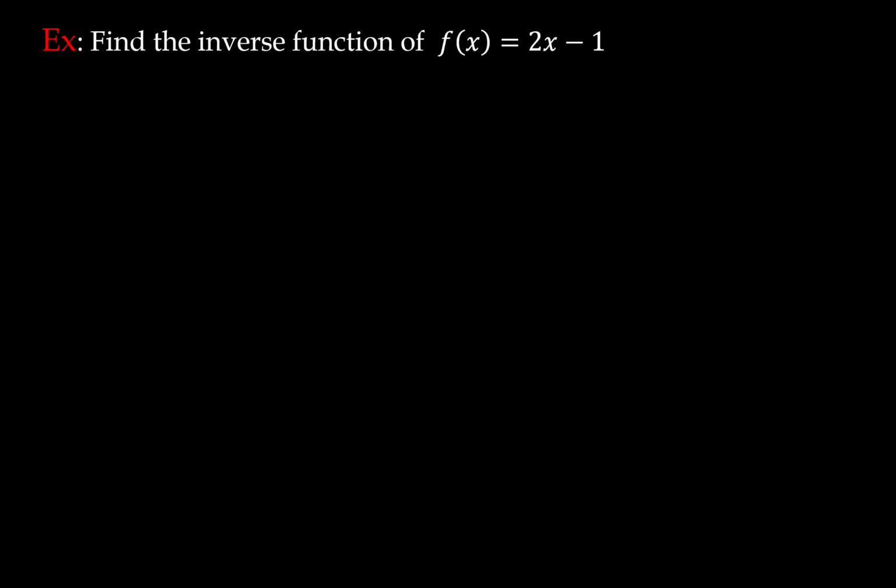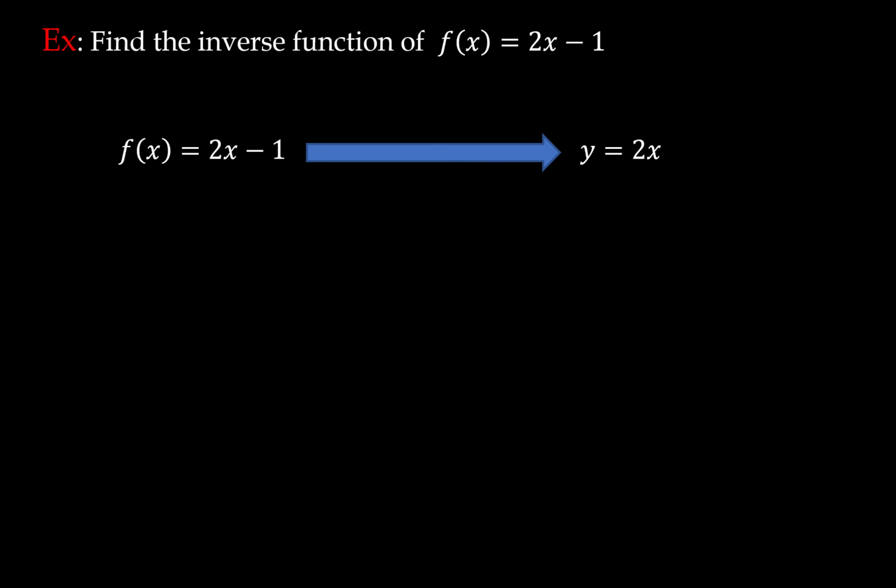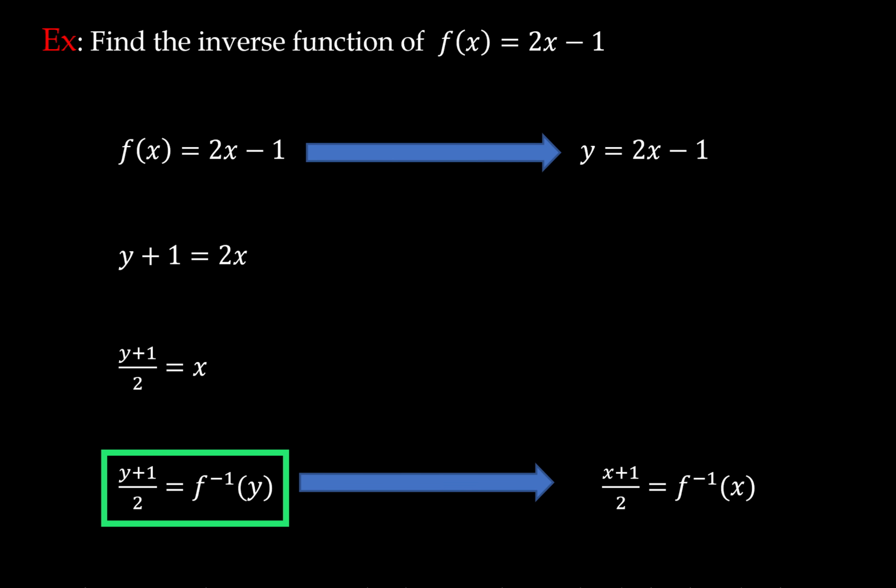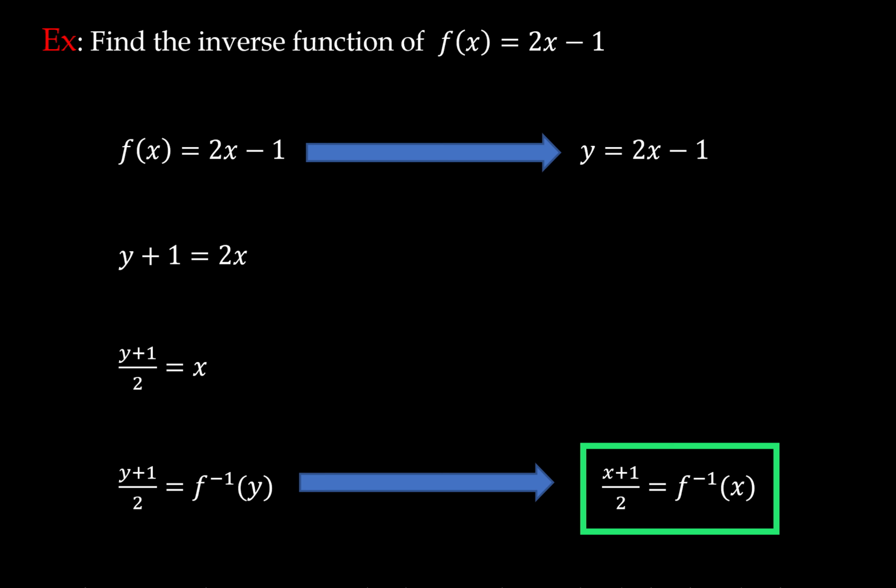The strategy here is to rearrange our equation such that we have x by itself. We add 1 and divide by 2 to reach a function that's now in terms of y. This is our inverse function. Don't forget, the textbook may ask you to write the inverse function in terms of x instead.